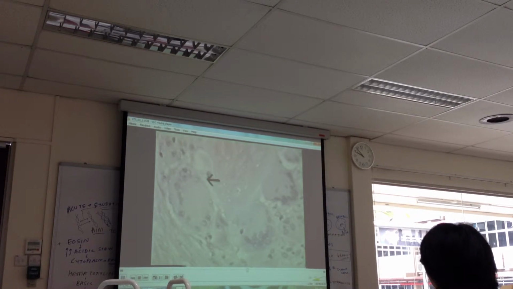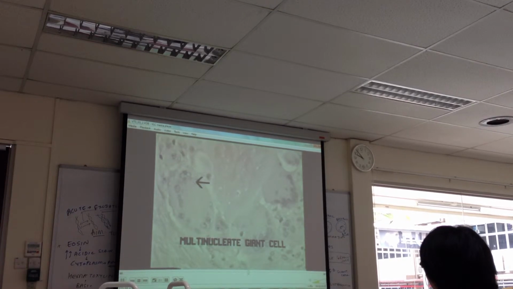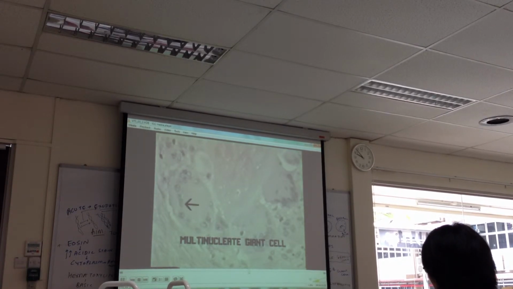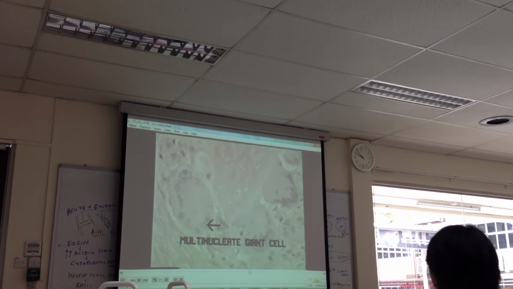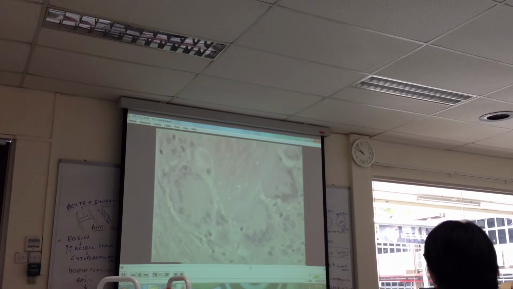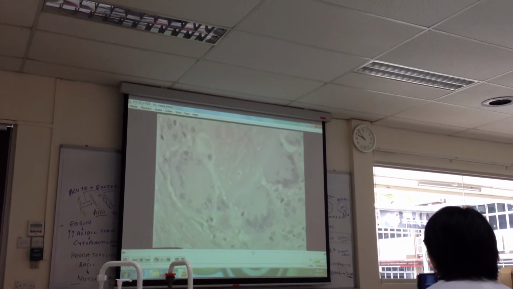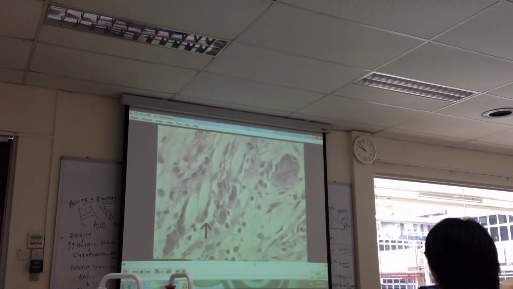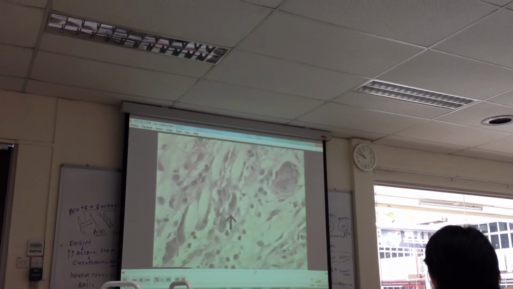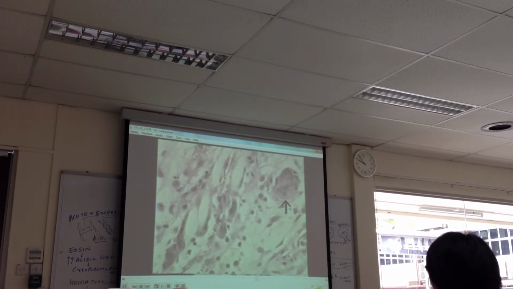Epithelioid cells may fuse together to form a multinucleate giant cell with numerous nuclei in the same cell. Here's another giant cell with numerous nuclei just below the cell membrane. These are epithelioid macrophages. And a giant cell.